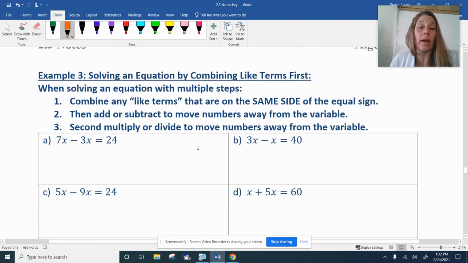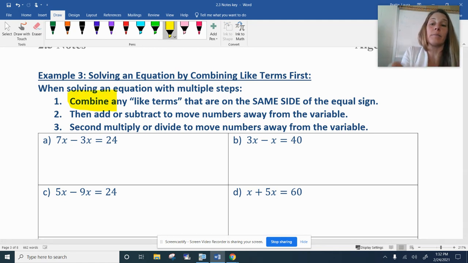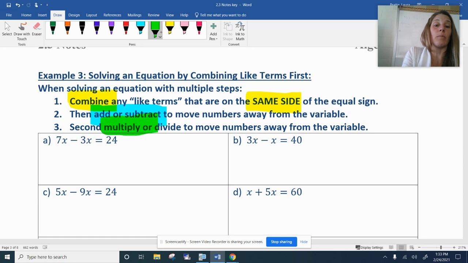All right, again, there's some practice problems using the combining like terms. I will provide the answers on the Google Classroom, but I'm not going to go through every problem on the video. Again, the first step, combine the like terms that are on the same side of the equal sign, then add or subtract, finally multiply or divide.